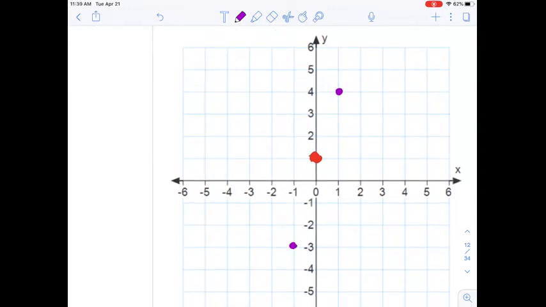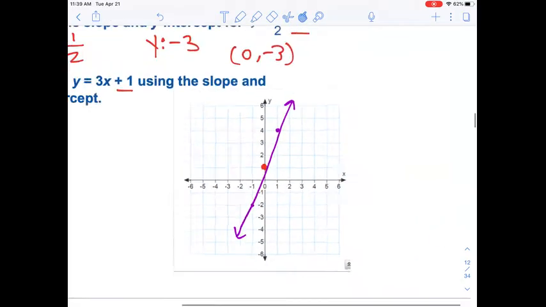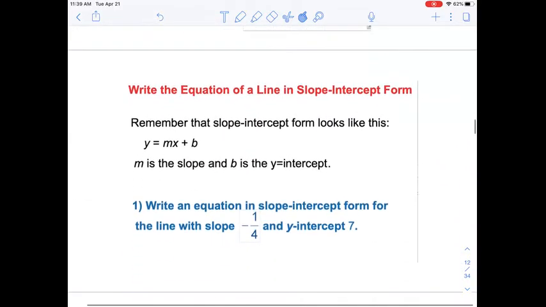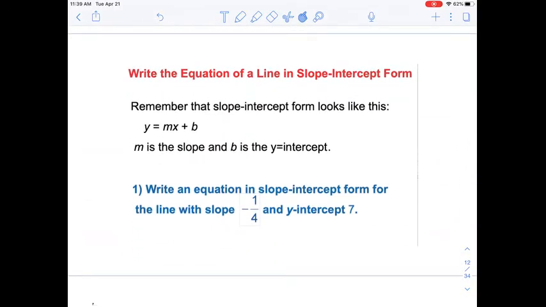I can also go down 3 to the left 1. And there is our line. Oops, down 3, left 1. Connect those points. And there we have it. So again, plot your y-intercept, then use your slope.